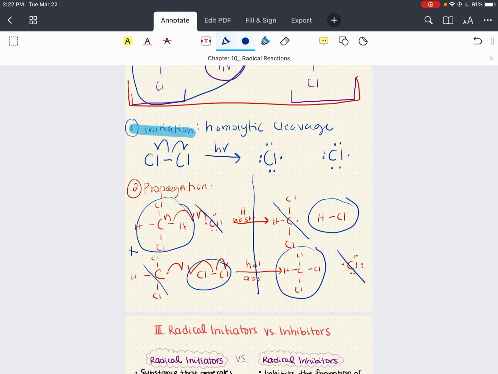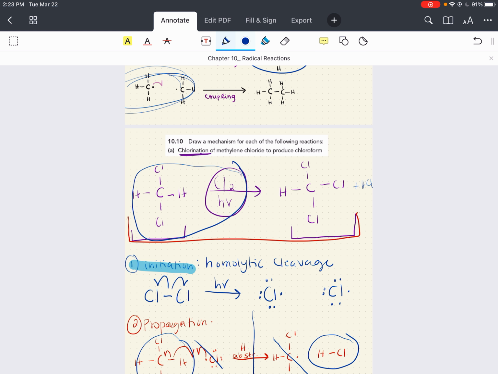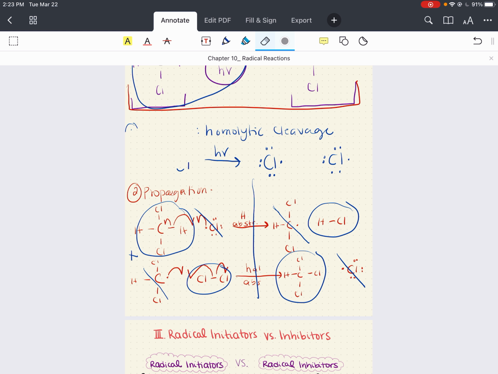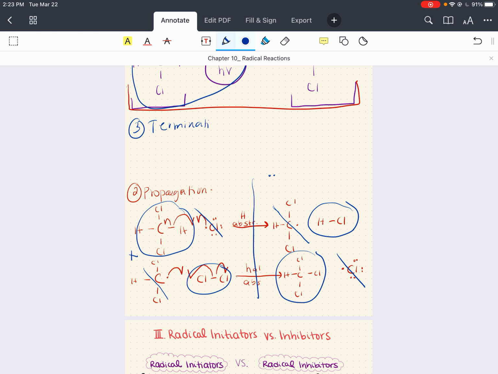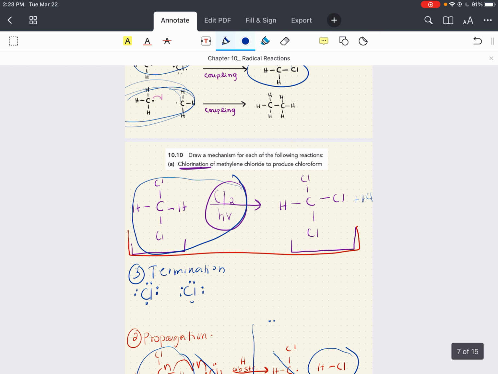Now, last but not least is termination. Now your radicals can be coupled together to destroy each other. We have no room here, so I'm just going to erase our initiation and write our termination here. Our last step is termination, and our radicals can couple together to destroy each other. So two chlorine radicals can react with each other like we saw in our example here. They can couple to form Cl2.